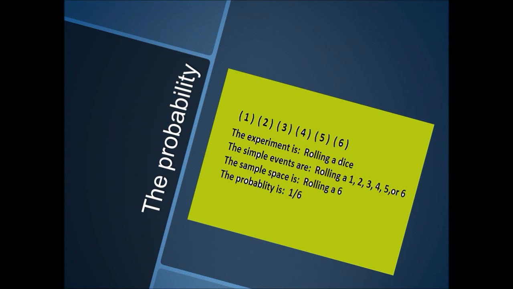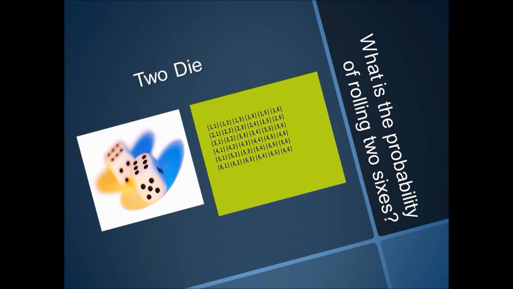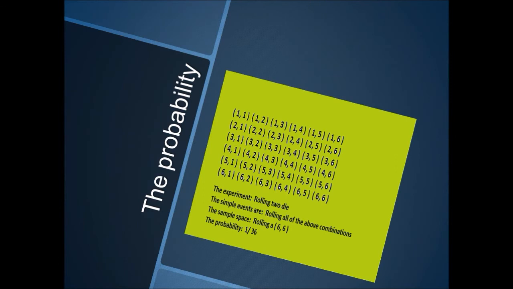What is the probability of getting 2 6s using 2 die? There are 36 ways to roll 2 die. We want a 6 on one and a 6 on the other, so the probability is 1 out of 36.